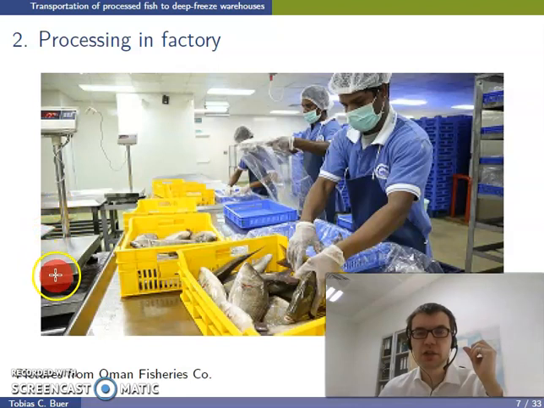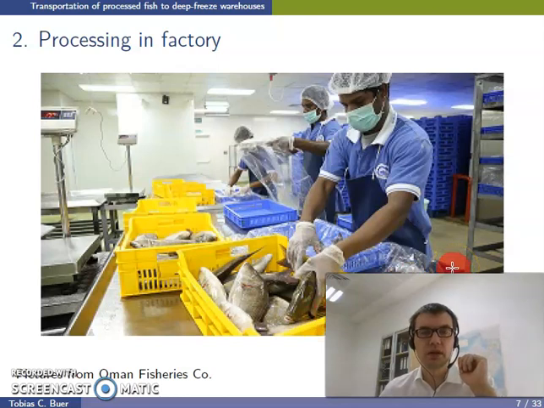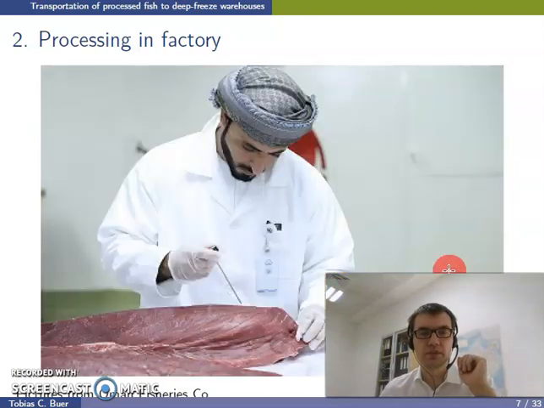We clean the fish, we sort the fish, maybe we have the complete fish, or maybe we start cutting the fish, removing some parts that are no longer necessary. So some processing happens in the fish processing factory. We do some quality inspections maybe to decide on what kind of quality the fish is and what price we can charge for it.